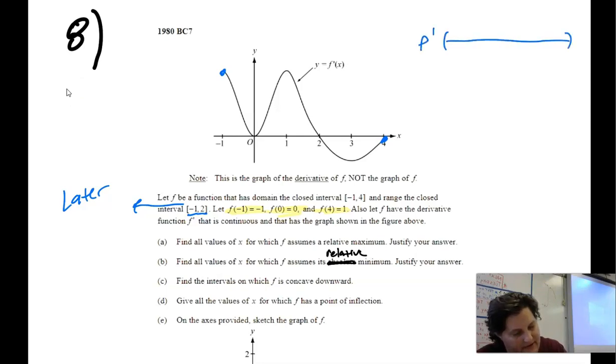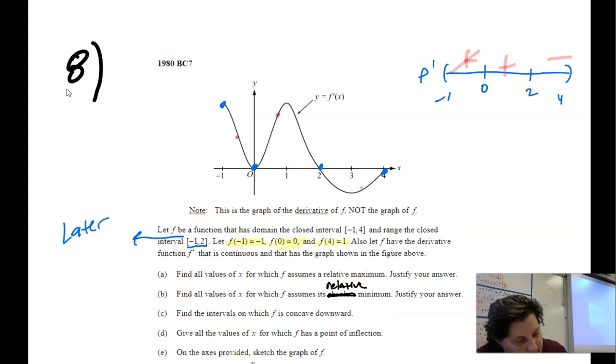Make a sign line graph of f prime, going from -1 to 4. We know that it equals 0 at 0 and 2. And when I'm testing values into that, it's positive because it's up here. And then it's negative. Okay? So I'm going increasing, increasing, decreasing.